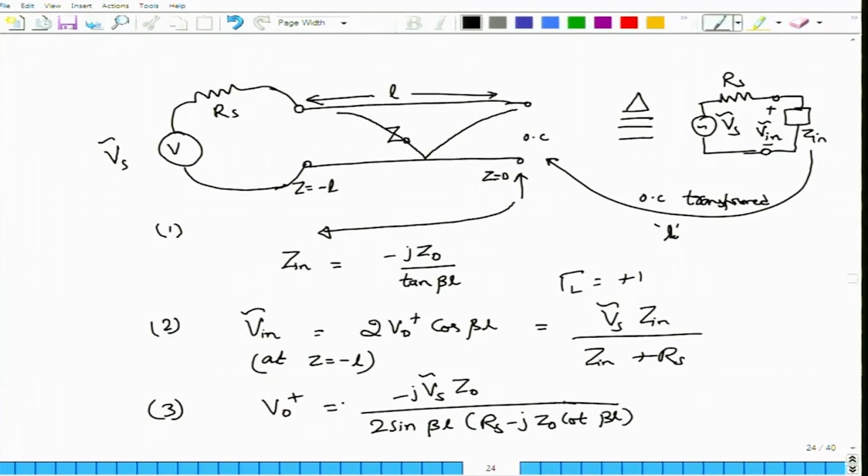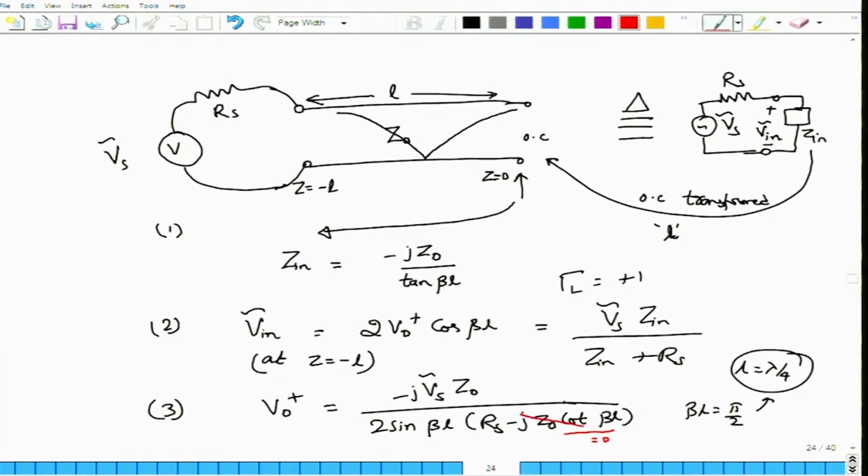Let us see if our earlier choice of L equal to lambda by 4 will lead to some sort of infinity appearing. I will consider two cases. One case will be to make beta L equal to pi by 2. Beta L equal to pi by 2 corresponds to the case of L equal to lambda by 4. So, when you substitute beta L equal to pi by 2, notice what happens. Yes, sine of beta L will become 1 because sine pi by 2 is 1, but what is cot beta L? I know that tan of pi by 2 goes to infinity, therefore, cot beta L must go to 0.